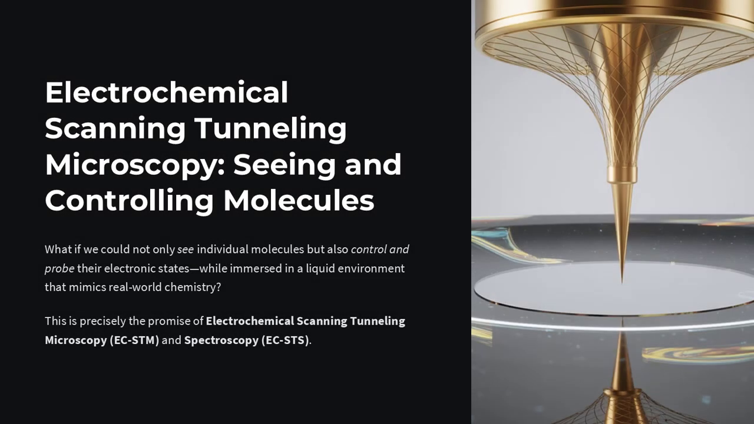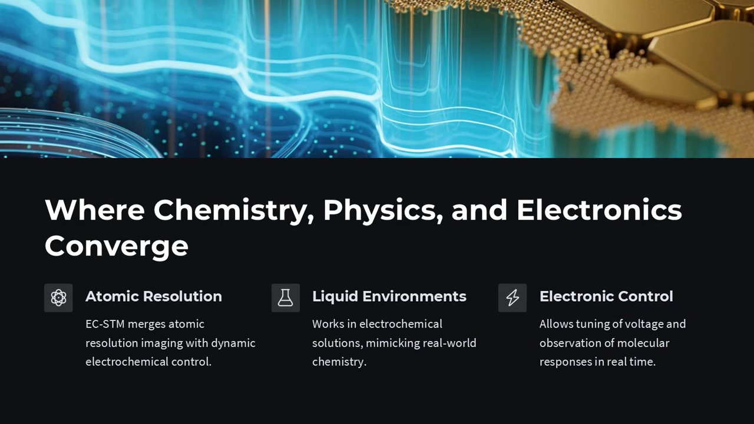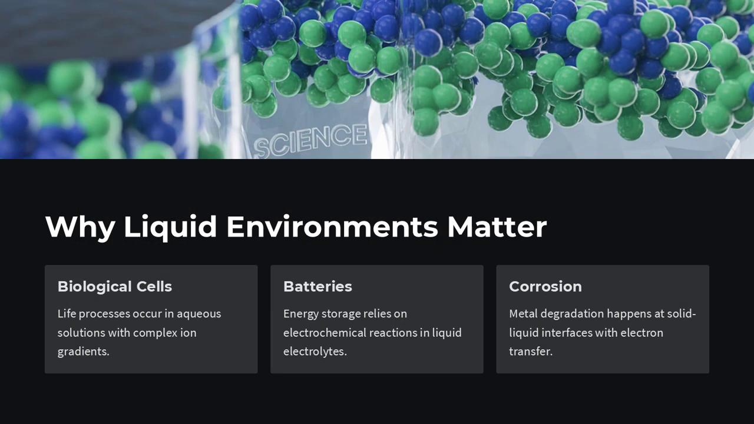What if we could not only see individual molecules, but also control and probe their electronic states while immersed in a liquid environment that mimics real-world chemistry? This is precisely the promise of electrochemical scanning tunneling microscopy, ECSTM. These techniques merge the atomic resolution of scanning tunneling microscopy with the dynamic control of electrochemistry, opening a window into the nanoscale world where chemistry, physics, and electronics converge.